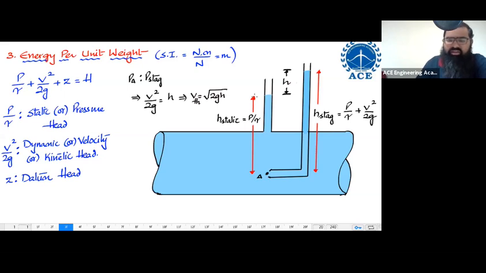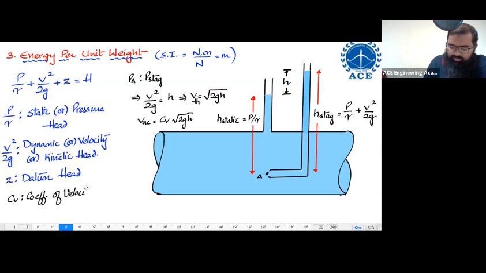There can be some errors over here. That's why it is called as theoretical velocity. The value of actual velocity will be equal to CV into root over of 2G H. CV over here is called as coefficient of velocity. Okay. So this is the concept basically of a pitot tube along with a piezometer. I hope you are able to understand all these heads over here.